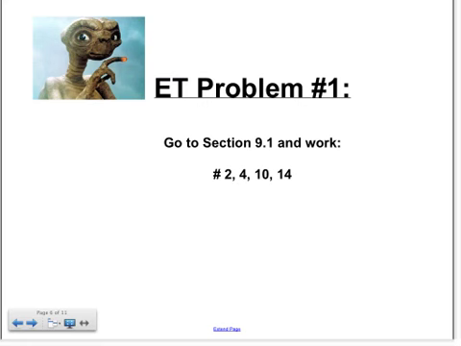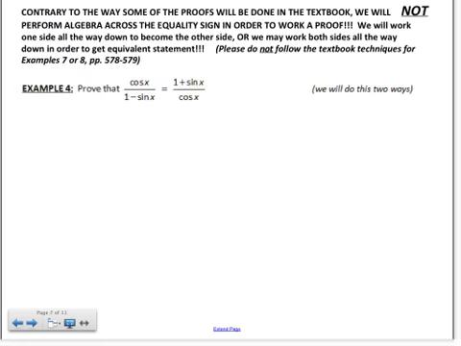You just graph them on your calculator and sketch. Yeah. Okay, so here we go. This one we're going to do two different ways.